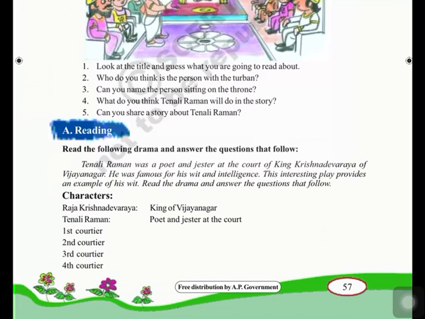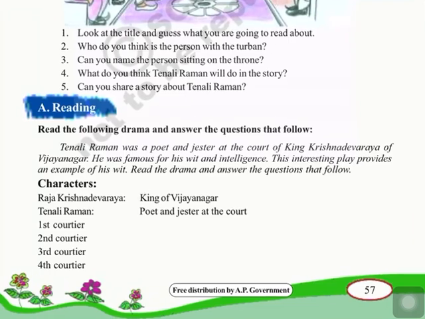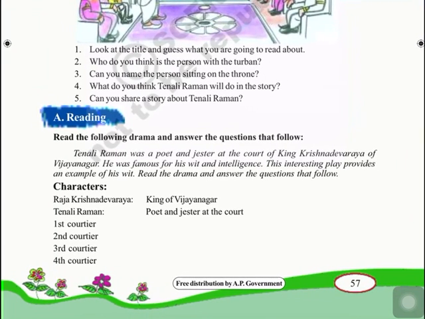Reading. Read the following drama and answer the questions that follow. Tenali Raman was a poet and a jester at the court of King Krishnadevaraya of Vijayanagar. He was famous for his wit and intelligence. This interesting play provides an example of his wit. Read the drama and answer the questions that follow. So here, this is a drama, children. Drama means a short play. Playlet, drama, dramatic piece. These are the synonyms of drama.